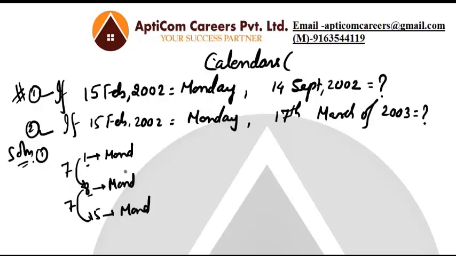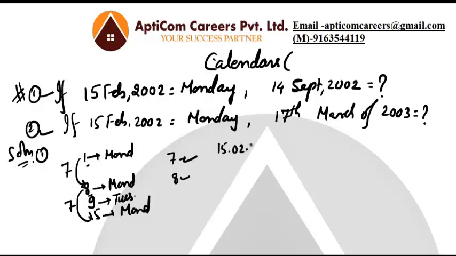And suppose somebody is asking you what is the 9th of that month, then of course it will be Tuesday, right? So if the difference is 7, the day repeats. If the difference is 8, it will be one day ahead of that day. Okay, so let us take it from here.